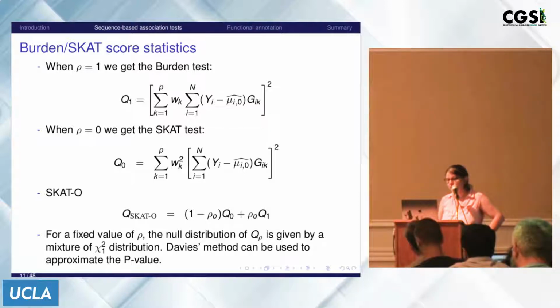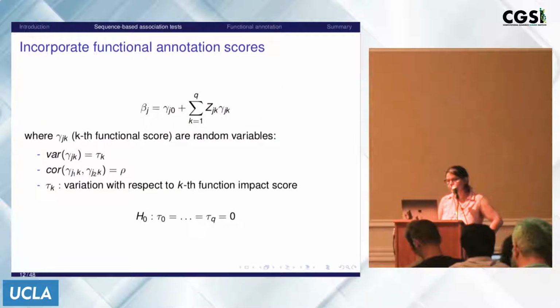So now suppose that we are actually interested in incorporating functional annotation data into the test. As you can see, in the original burden or SKAT, we can only incorporate one functional score at a time. Suppose now that we have functional scores across many different tissues or cell types in the human body, or just simply many different functional scores. How can we incorporate those functional scores into the test?